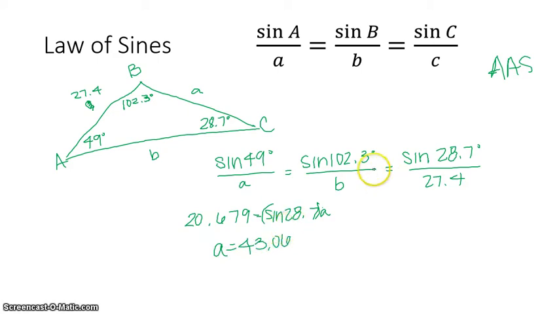Doing the same thing to find B, cross multiply here, 27.4 times sine of 102.3, and then I would divide by my sine of 28.7. I should get that B is equal to 55.75. So again, cross multiply, and then you would be dividing by the sine of 28.7.